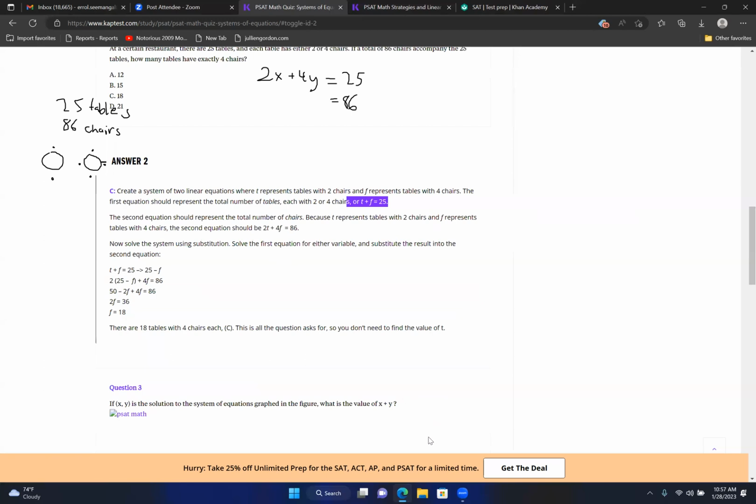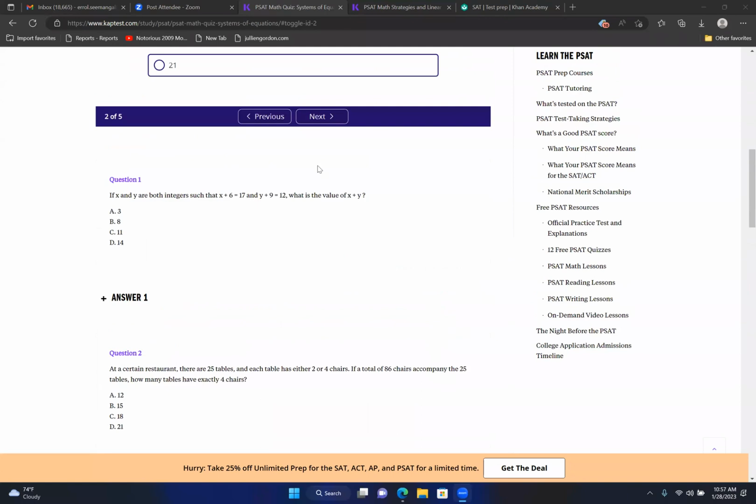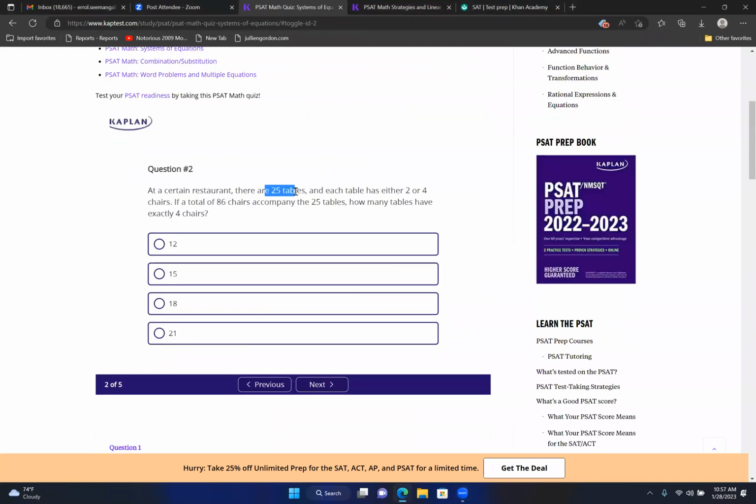So they're saying x plus y equals 25, and then 2x plus 4y equals 86. So there's your 2 equations. All right, let's finish this one. X plus y equals 25 is the first equation. The second equation is 2x plus 4y equals 86. How do we solve this?